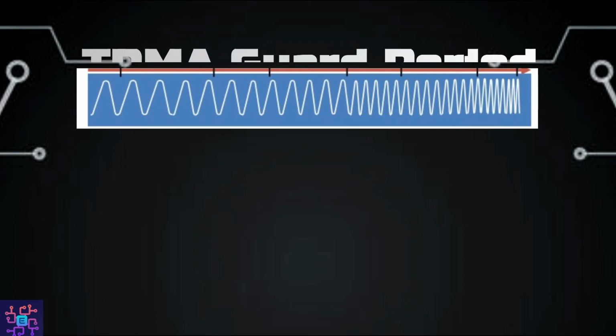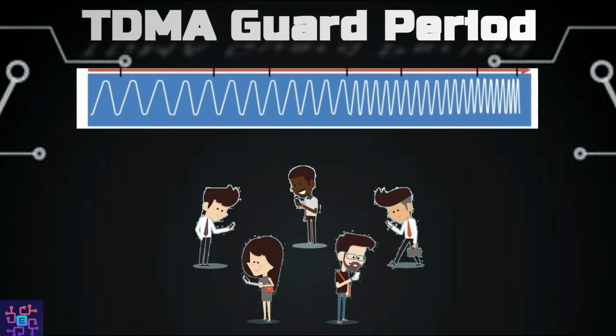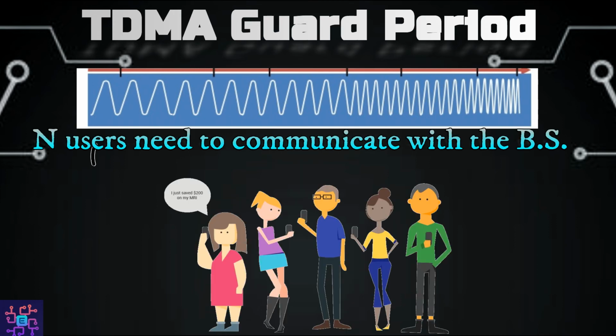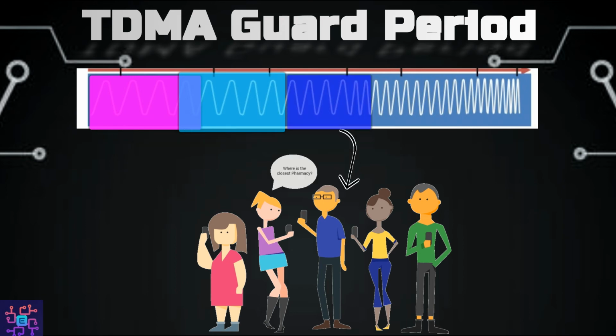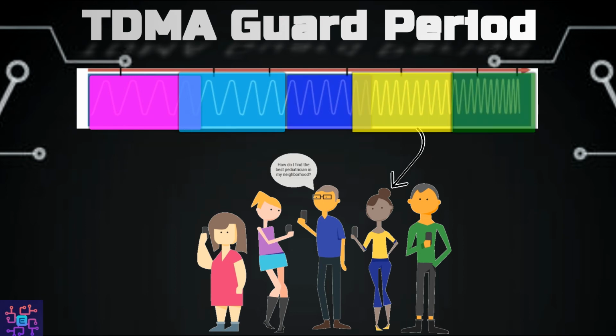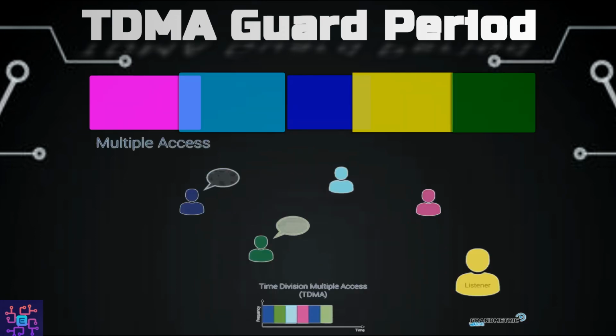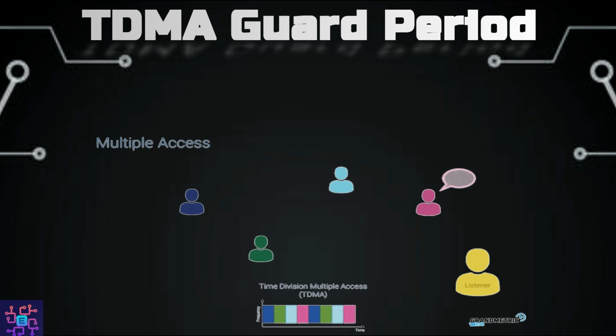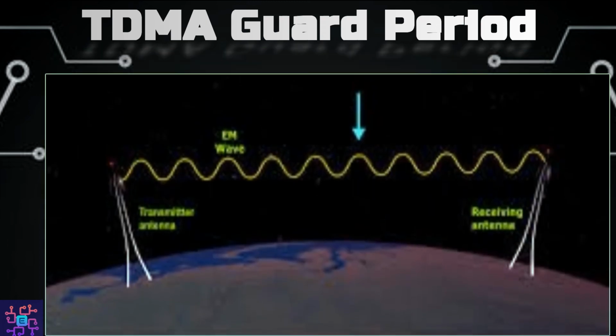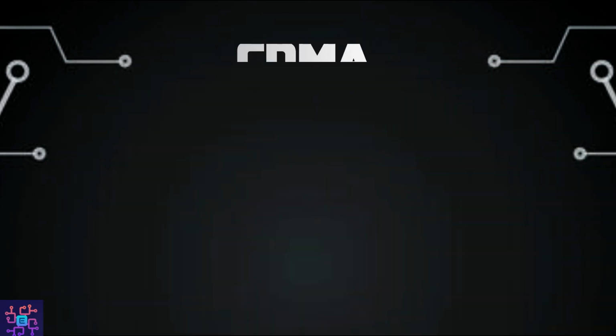Now we will learn about TDMA, time division multiple access technology. If n users need to communicate with the base station, user 1 will communicate in time slot 1, user 2 in time slot 2, and so on up to n time slots. The important issue we face in TDMA is time synchronization. If the time slots are not well synchronized, we may be listening to someone else's time slot. To avoid that, we use guard periods, just like we use guard bands in FDMA.